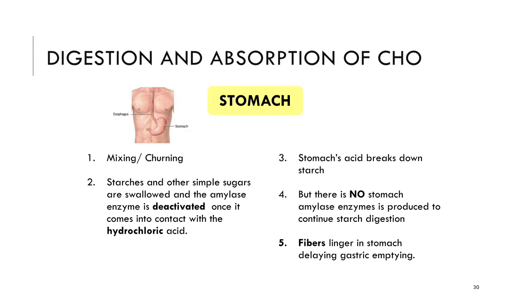Now the stomach acid, or the hydrochloric acid, breaks down the starch further. Because there is no stomach amylase, starch digestion usually does not occur in the stomach, except that the hydrochloric acid in the stomach further breaks down the starch chemically. Now, in the stomach, fibers will cause the whole stomach content to be very viscous, that means very thick. Because of that, our food stays longer in our stomach before it is channeled into the next port of call, the small intestine.